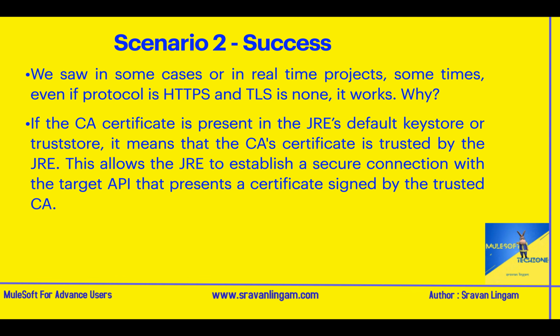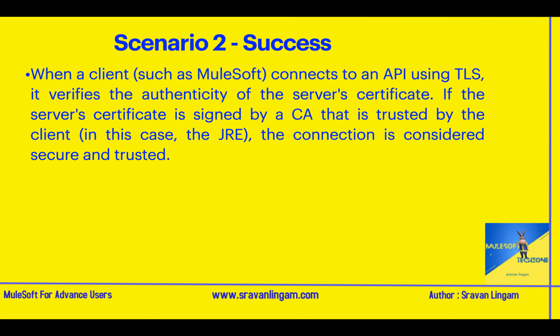So this allows the JRE to establish a secure connection with the target API that presents a certificate signed by the trusted CA. So when a client, such as MuleSoft, connects, when I say client, our application, when our MuleSoft application connects to an API using TLS, it verifies the authenticity of the server certificate. If the server certificate is signed by a CA that is trusted by the client, in this case the client is the JRE, the connection is considered secured and trusted.